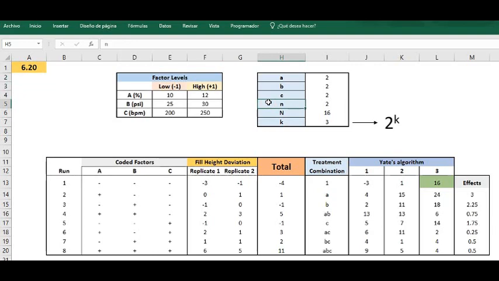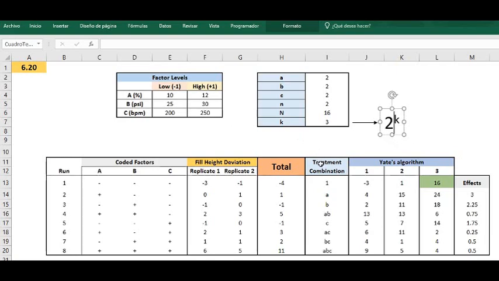This n corresponds to the number of replicates that we have in our experiment, which in this case I already mentioned are two. This capital N corresponds to the total number of data that the experiment gives us, which in this case is 16 numbers. So this type of problem is 2 to the k, where this k corresponds to the factors that we have. In this case we have three.